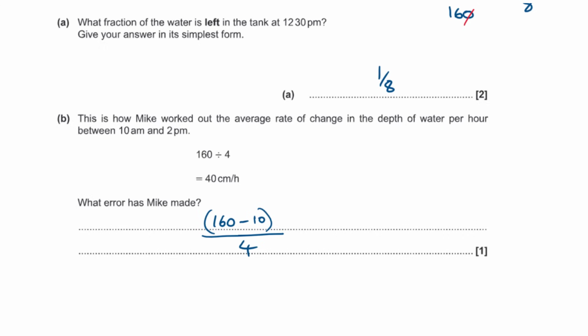because what would be 150 divided by 4? Let's just finish it off, might as well. It's going to be 37.5, isn't it? So yeah. So what error has he made? There's still water in the tank.